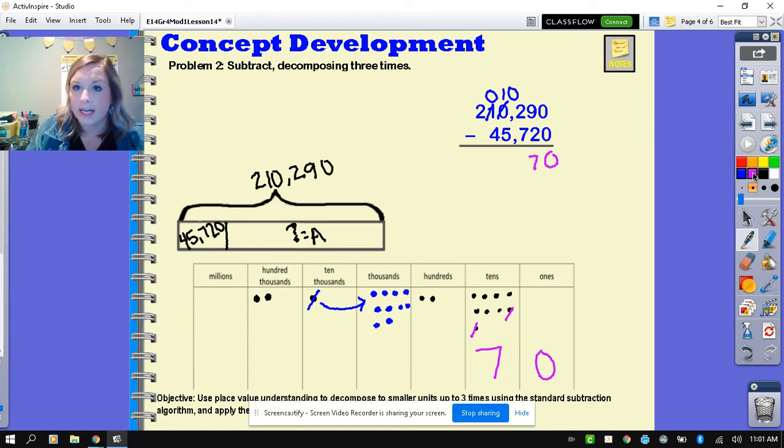Okay, so now I need to do it again. I now have to take one of these thousands and cash it in over here for 10 hundreds. Okay, so that means I now have 12 in the hundreds column and 9 in the thousands column. Okay, so now here I am. I have 12. I'm going to take away 7. So 1, 2, 3, 4, 5, 6, 7. I'm left with 1, 2, 3, 4, 5. And here I am here. 12 minus 7 is 5.